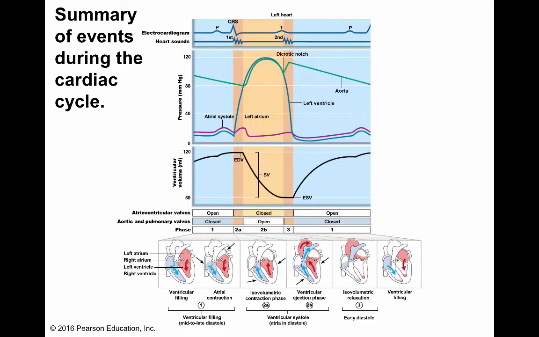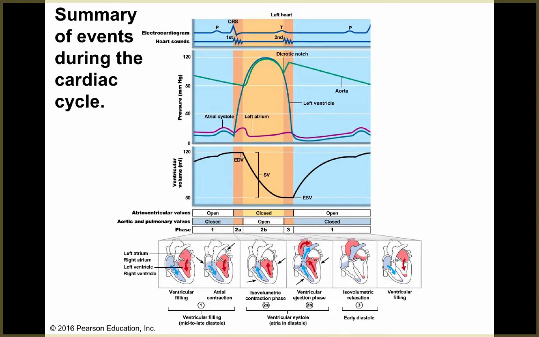So let's look at this. We have ventricular filling here in mid to late diastole. If you see here, this is where the pressure is low, and you're getting mostly all of the blood, 80% of it, flowing through that open AV valve because the pressure in the atrium is higher than the pressure in the ventricle. If you look at this, you can see this, right?